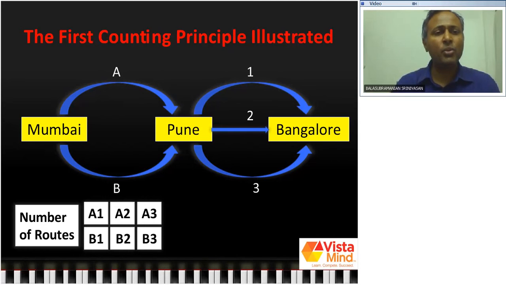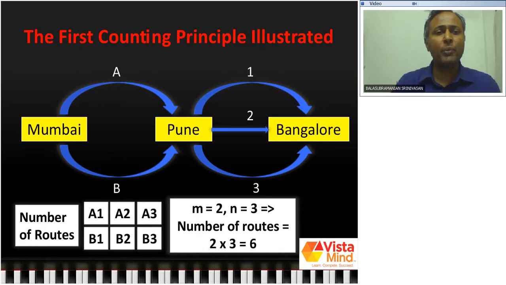We may note that the 2 tasks, traveling from Mumbai to Pune and traveling from Pune to Bangalore, are independent of each other, because whether he chooses A or B to travel from Mumbai to Pune, all the 3 routes 1, 2 and 3 are available to travel from Pune to Bangalore. This means that this is the perfect case for application of the first counting principle, where small m is equal to 2 and small n is equal to 3, and the number of ways in which he may travel from Mumbai to Bangalore via Pune is m into n, or 2 into 3, that is 6.